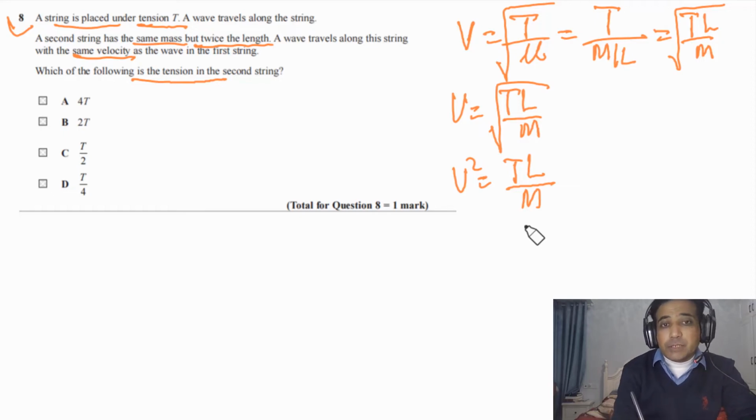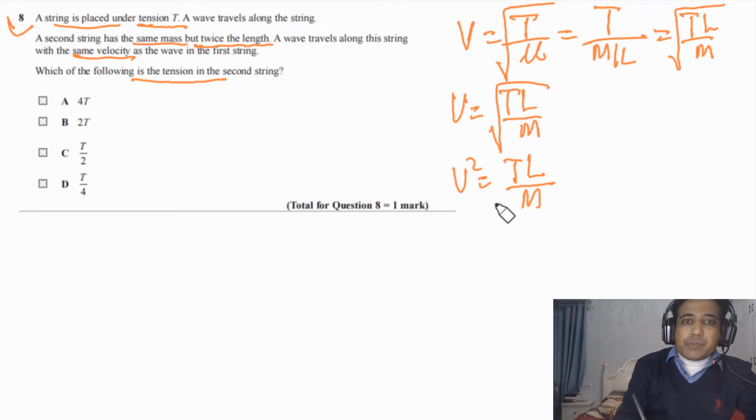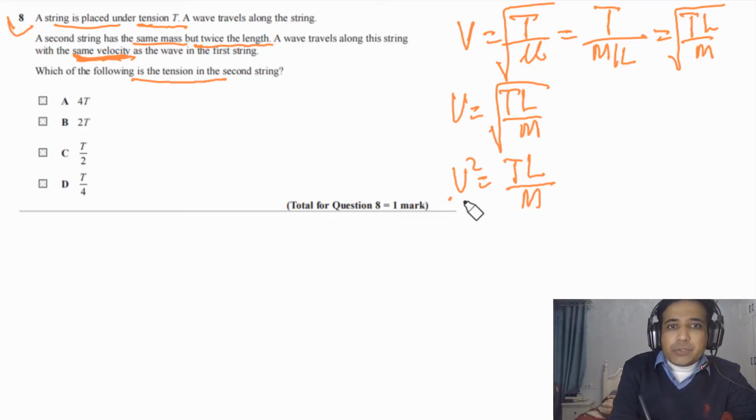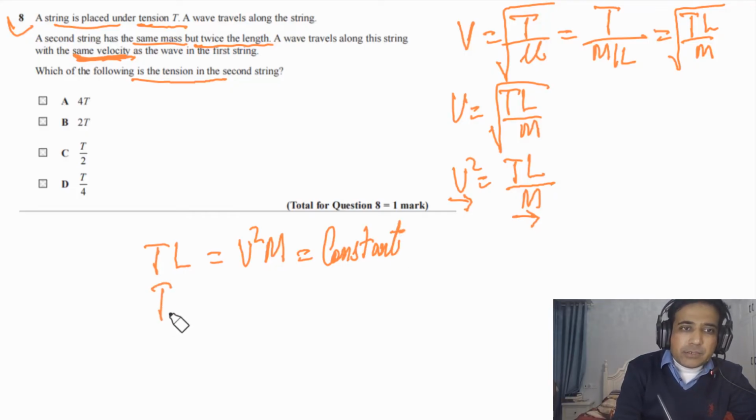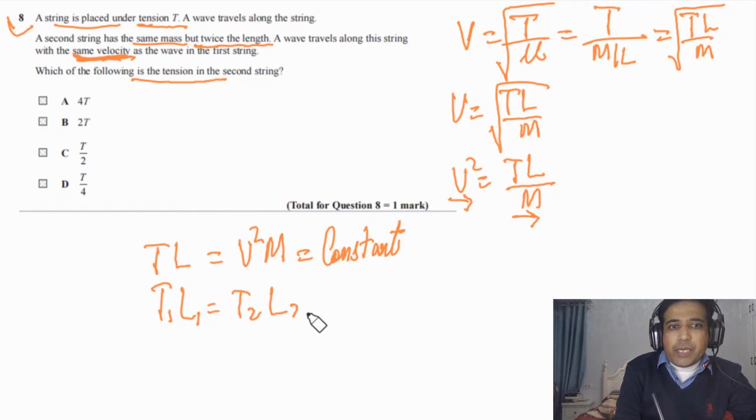For this question, it is given that the speed is the same in these two strings. The wave has the same speed in these two strings, so this quantity is the same. And the total mass is also the same. So simply we can say V squared times M is equal to T times L. So this one is constant. A beautiful way, a systematic approach. So this means that T1 L1 has to be equal to T2 L2.